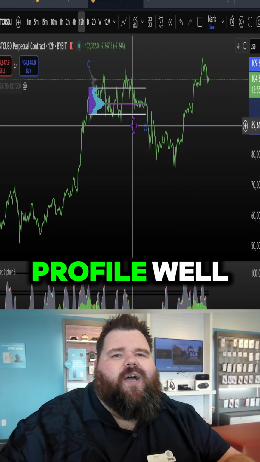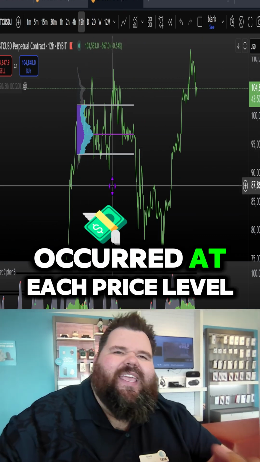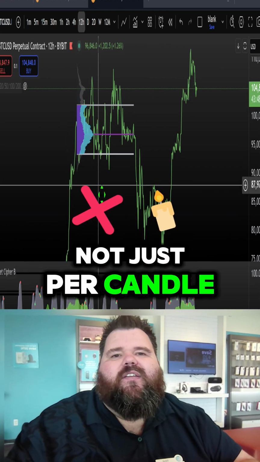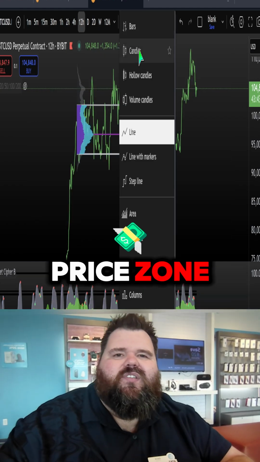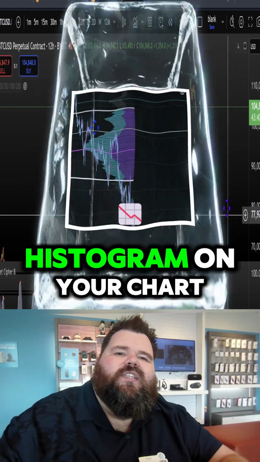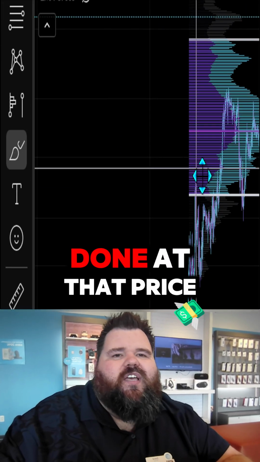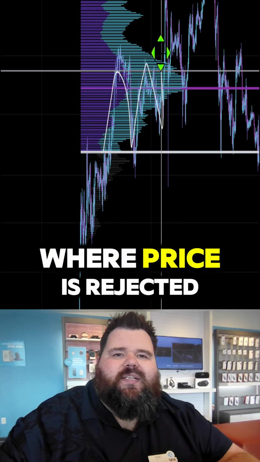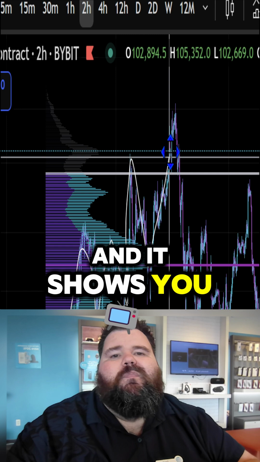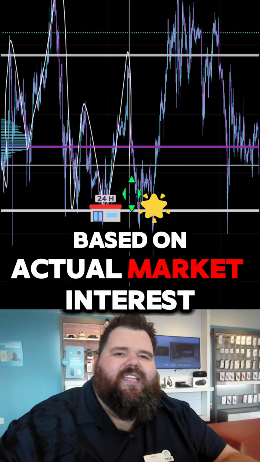What is a volume profile? Well, a volume profile shows you how much trading volume occurred at each price level, not just per candle. Instead of seeing volume over time, you see volume by the price zone. It builds a horizontal histogram on your chart, and the bigger the bar, the more trades were done at that price. It'll help you spot where price is accepted, where price is rejected, and it shows you major areas of support and resistance based on actual market interests.